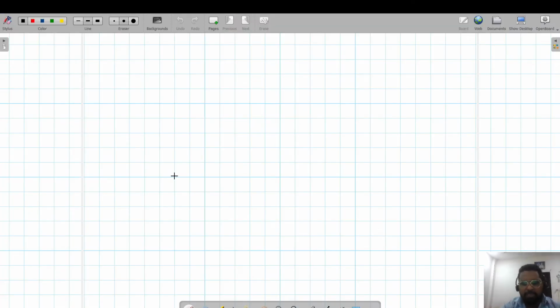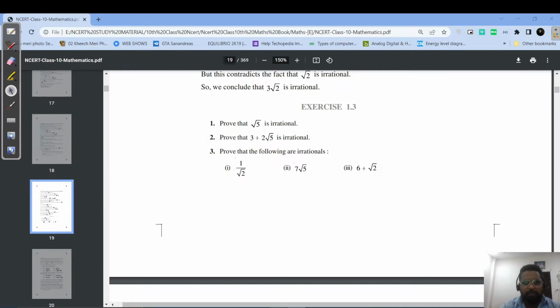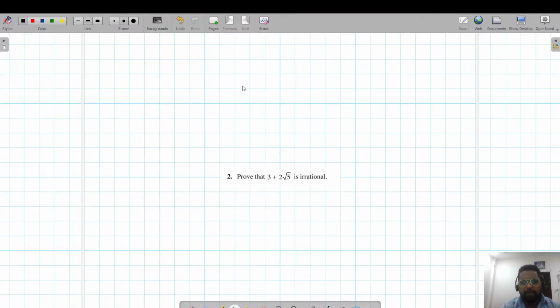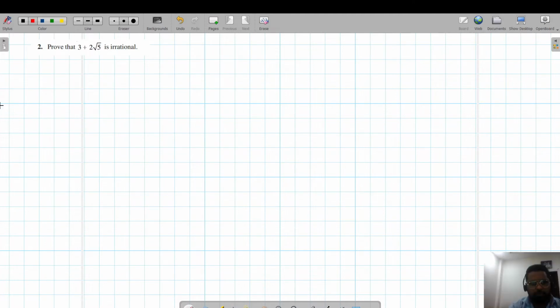So I am just taking that software here. I will take the clip of that question. We are solving the second problem here, in which we have to prove that 3 plus 2 root 5 is an irrational number. We need to prove this number here.